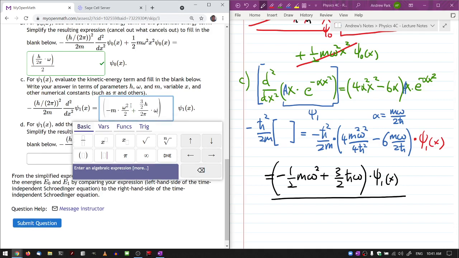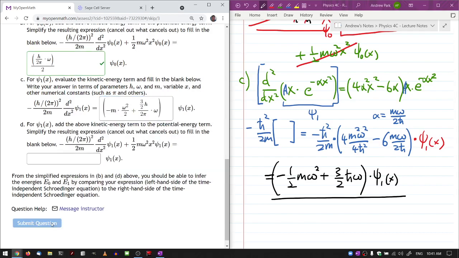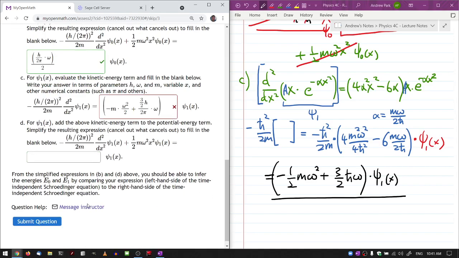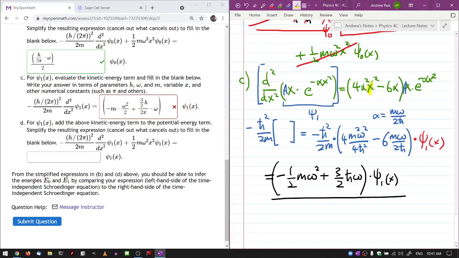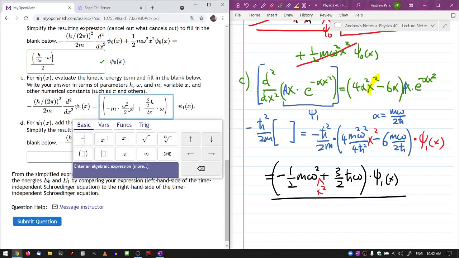And just for my sanity, let me do a parenthesis here. I don't think it matters either way. Did I forget something? Oh, I forgot x squared. There's the x squared there. I forgot to write it down when I put it in, so there should have been x squared there.